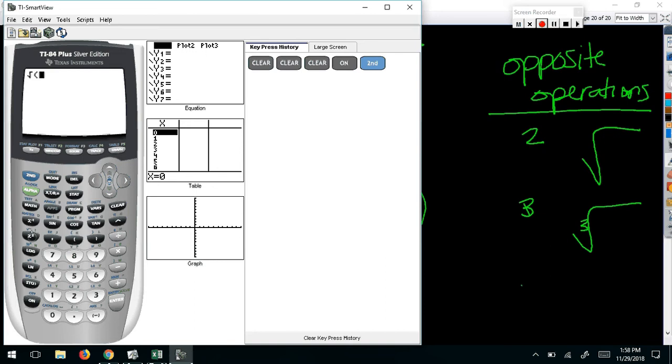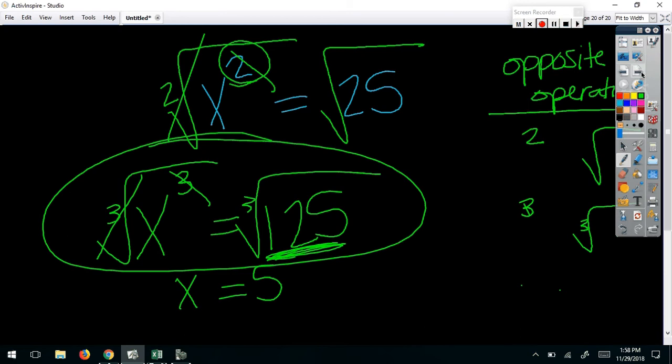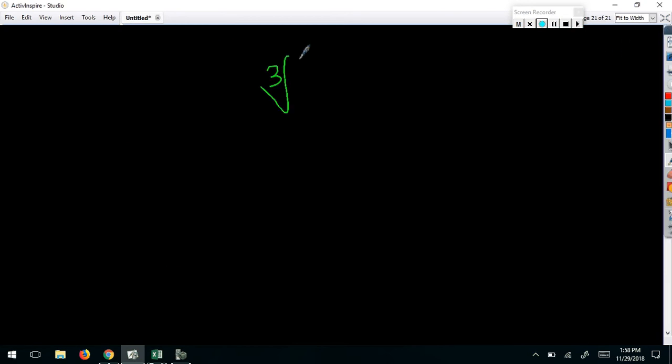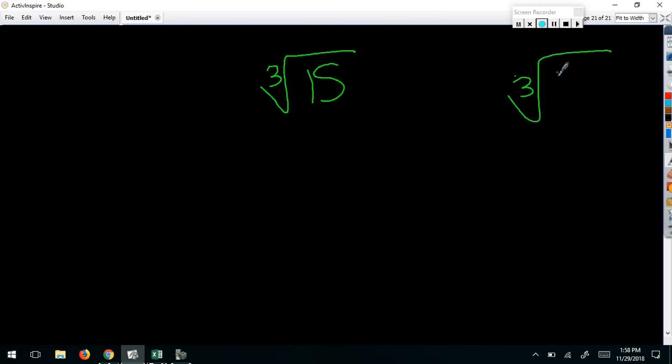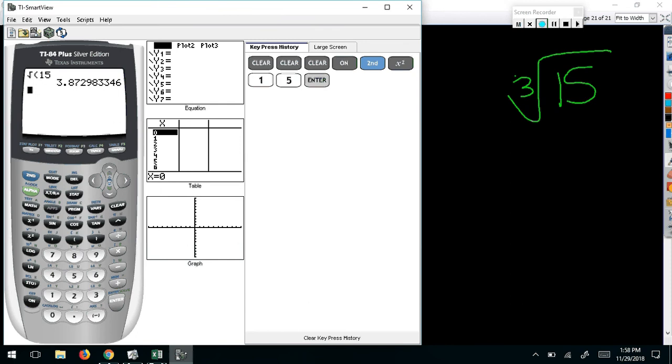So what if I wanted to, we did the square root this way, right? That's the second root. Say 15. But what if I wanted to do the third root of 15? Let's do third root of 15. I'm going to show you how to do it, so follow along on your calculator because you'll have these kind on your homework and your test.